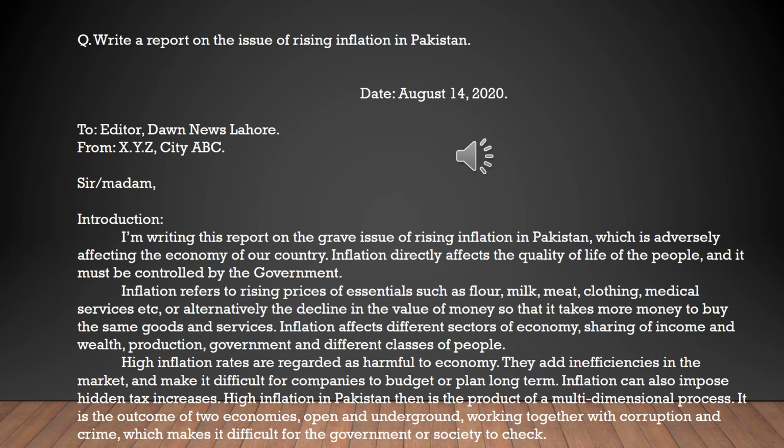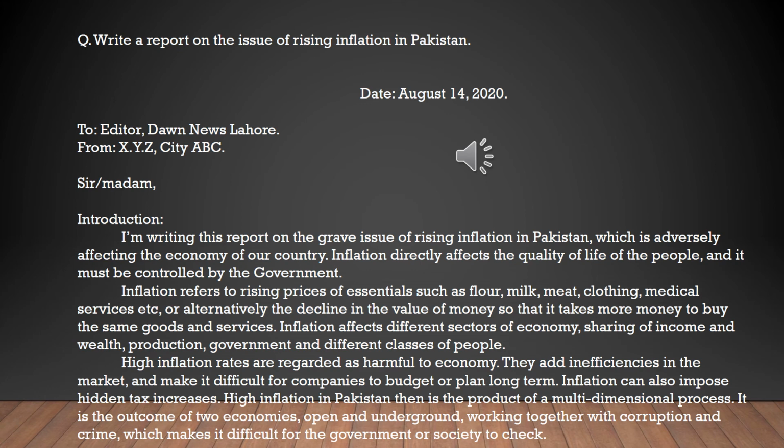Inflation affects different sectors of economy, sharing of income and wealth, production, government, and different classes of people. High inflation rates are regarded as harmful to economy. They add inefficiencies in the market and make it difficult for companies to budget or plan long term. Inflation can also impose hidden tax increases.